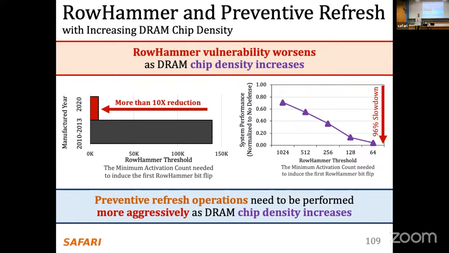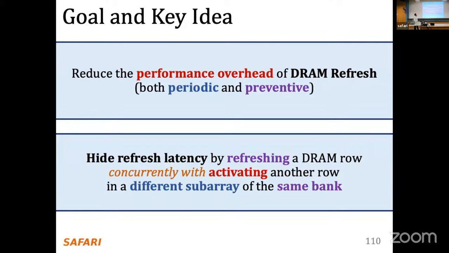Okay, so our goal in this paper is to reduce the performance overhead of DRAM refresh. By DRAM refresh, we refer to both periodic and preventive refreshes. And our idea is to hide the refresh latency by refreshing a DRAM row concurrently with activating another row in a different subarray of the same bank. I know that this key idea does not really mean much to you, but it will be clear in a little while.